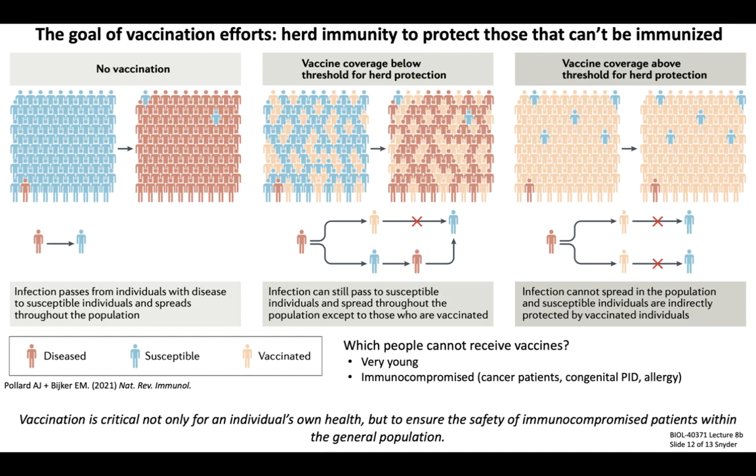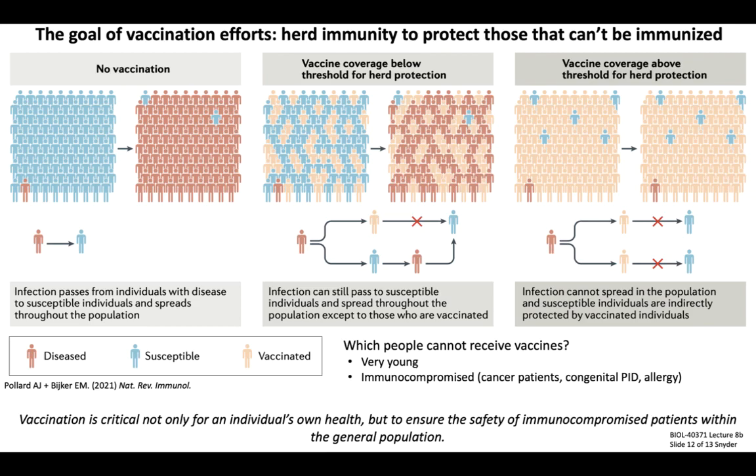Herd protection is very important for people who cannot safely receive vaccines. These include babies, immunocompromised individuals, such as certain cancer patients, primary immunodeficiency patients, or transplant recipients, as well as people with severe allergies against vaccine components.